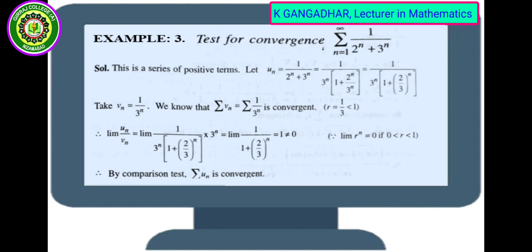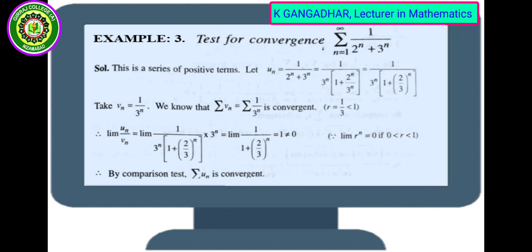So here 3 power n is common in Un. So 1 by 3 power n into 2 by 3 whole power n plus 1. So 1 by 3 power n limit value is 0. 0 into something, we get 0. But we want a limit value not equal to 0. Means we will take what is Vn value here? 1 by 3 power n. So we choose Vn equal to 1 by 3 power n.